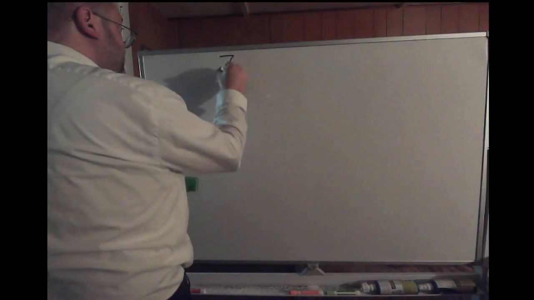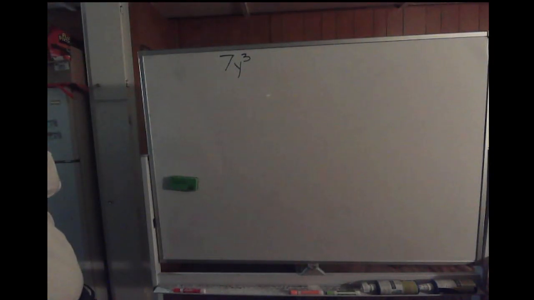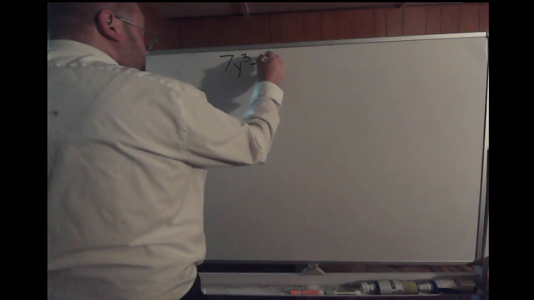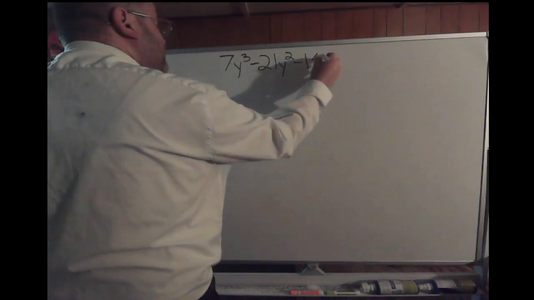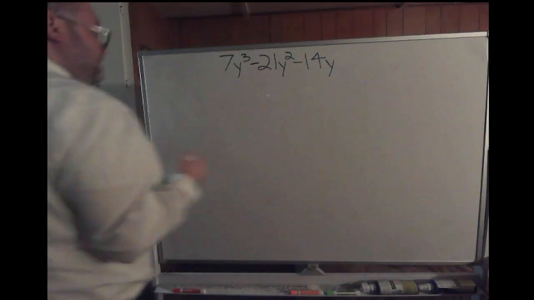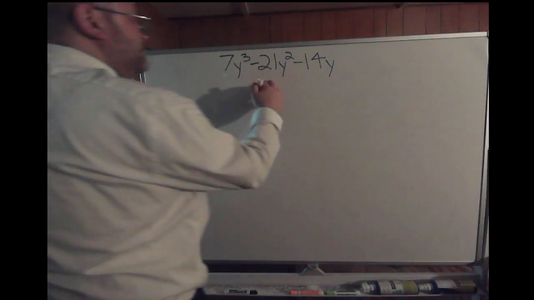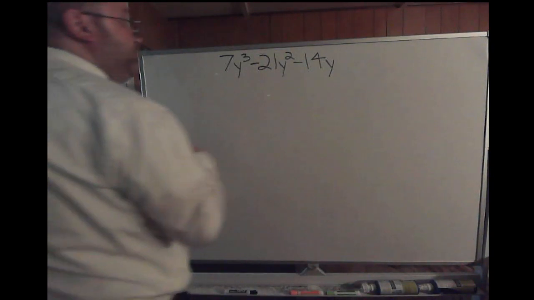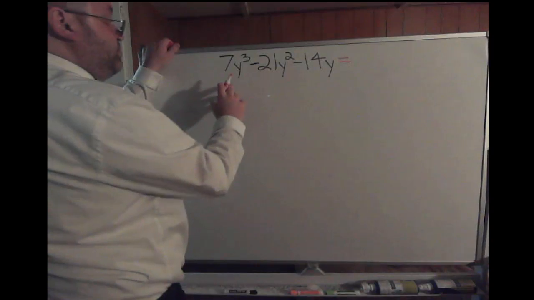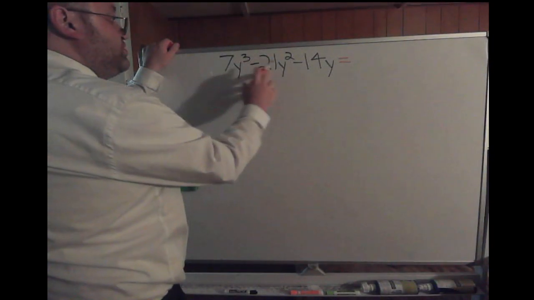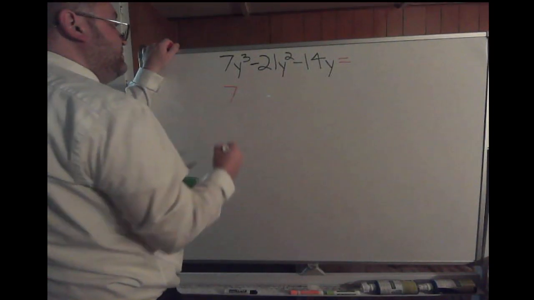Alright, we got 7y to the third minus 21y squared minus 14y. Well, let's look at each of these constants first. What is the greatest common factor of 7, 21, and 14? Definitely 7. They have a common 7.